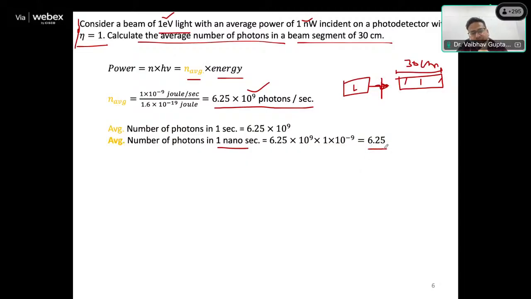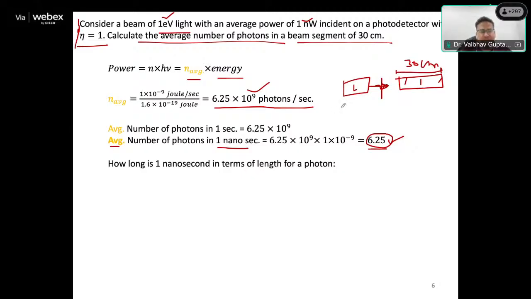Remember, photon should be an integer number, and 6.25 is an average number. So it makes sense. There is no need to round it off to 6 or 7 or something. 6.25 is correct because it's the average number. So within a nanosecond, there are 6.25 photons available, but still that is not the answer to this question. What we are asking is how many are there in a 30 centimeter line segment.